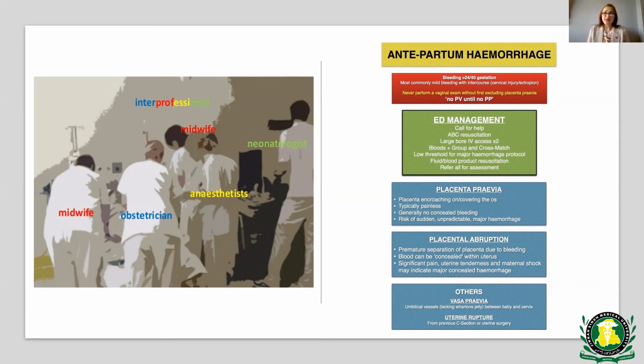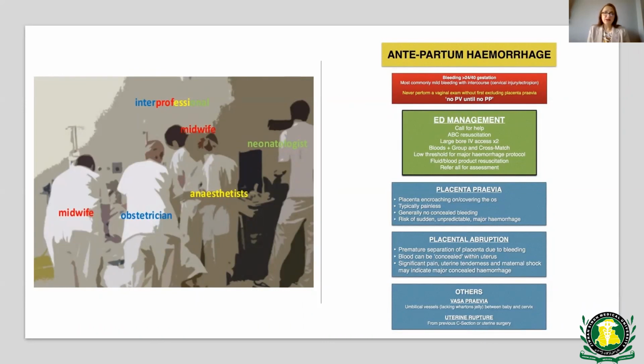In cases of placental abruption, there is a premature separation of the placenta due to bleeding, and blood can be concealed within the uterus. So the patient can present with hardening of the belly and pain, and you can assess that she could be having placental abruption, and then again you need to rush for delivery.